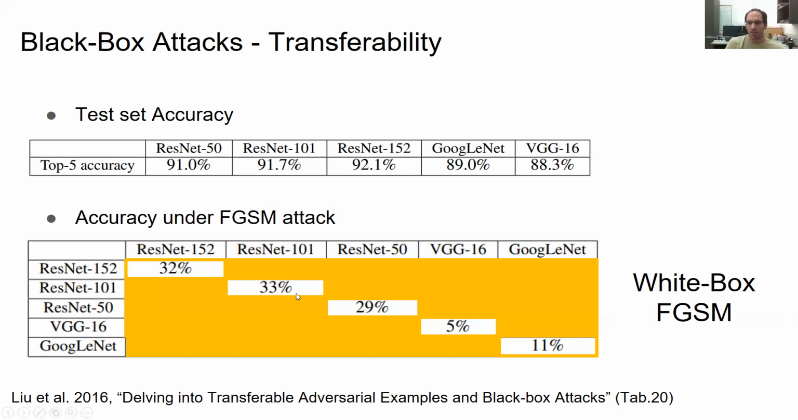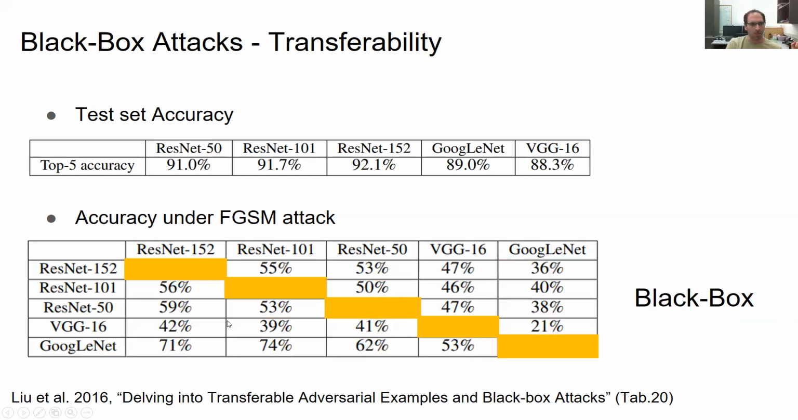So these are the white box attacks numbers. You see it reduced the accuracy. And these are the black box attacks. So this is just taking adversarial examples generated by one network and feeding them to the others. And you see on all parts that it managed to reduce the accuracy. So this property, called the transferability of adversarial attacks, adversarial examples, is an interesting property.